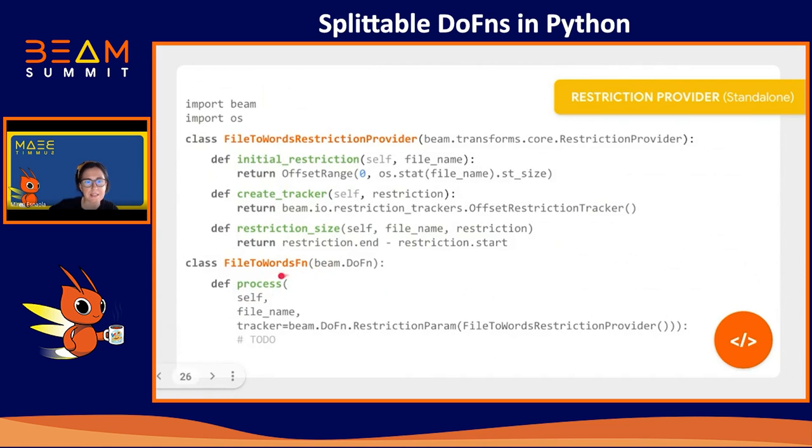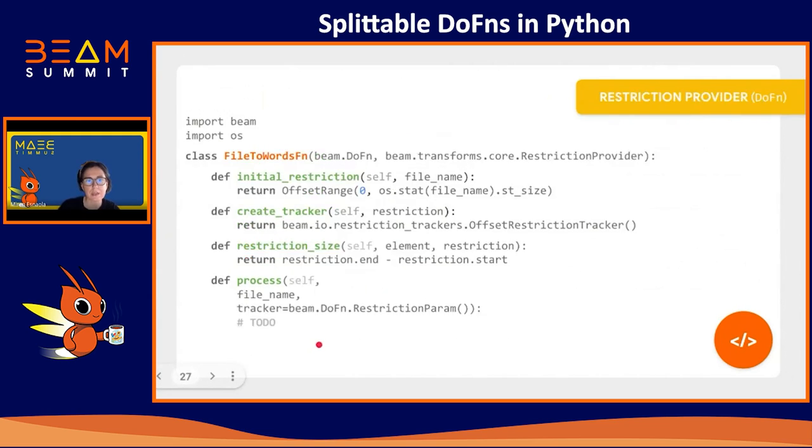And then the difference with a standard do function is that one of the parameters that the process method will receive is the actual tracker. That is, it will have to be a single parameter that has this type, like restriction param, okay? And in the constructor, I pass the instance of the restriction provider that I want to use. Alternatively, what you can do is go to the do function and make it extend from restriction provider, okay? And then implement the mandatory methods, let's say, and then pass a restriction param also here, but it will not pass the provider, okay? So those are the two ways of doing it.